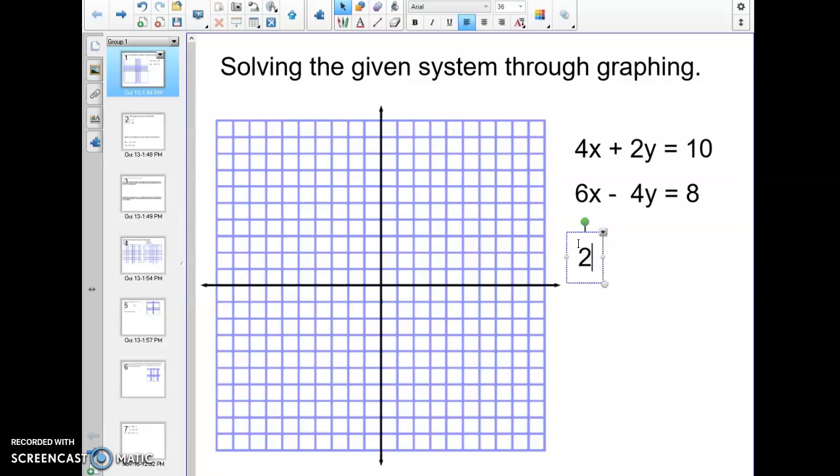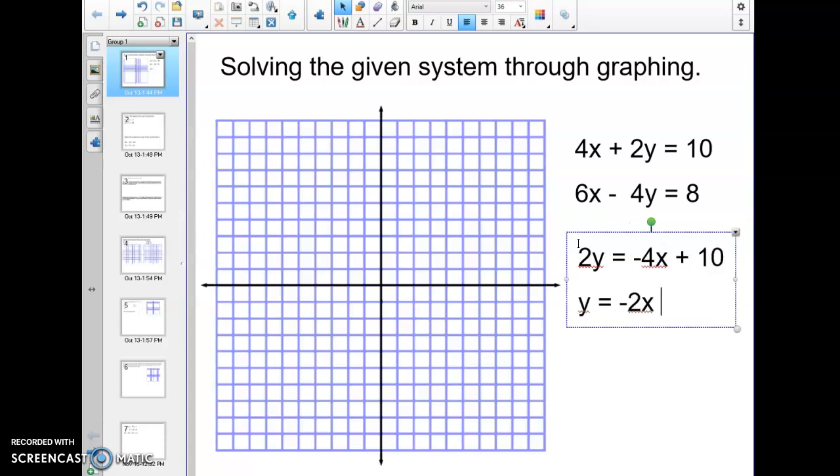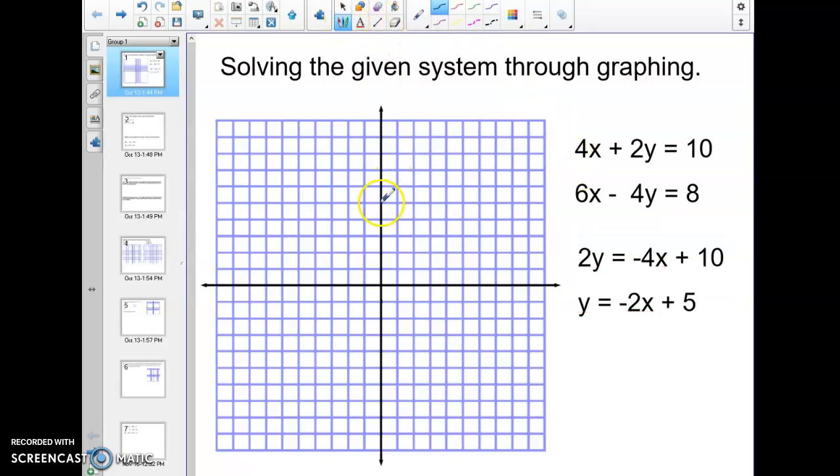So the first one, we're solving for 2y and we're subtracting the 4x on both sides. So negative 4x plus 10. We divide everything by 2 and we get negative 2x plus 5. So I have a y-intercept of 5. I'm going to put a little dot right there. Up 2, left 1, to indicate my negative slope.